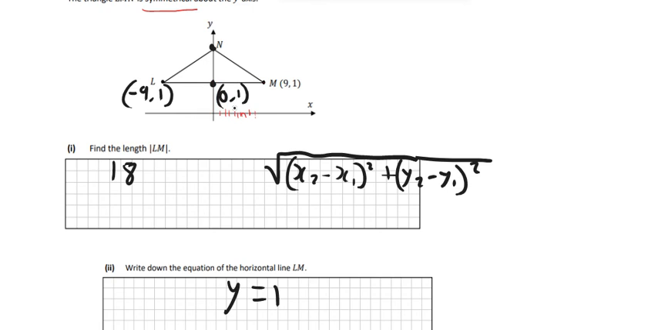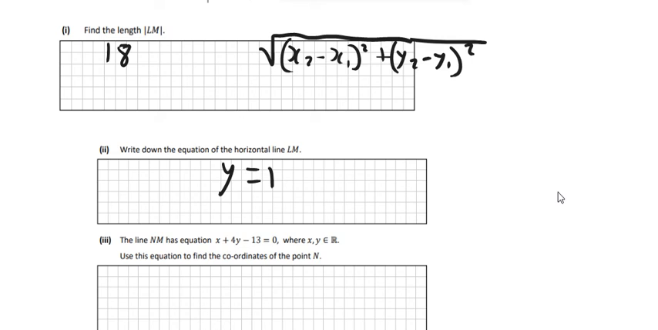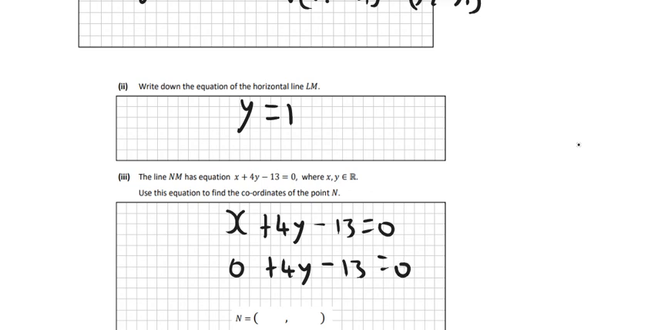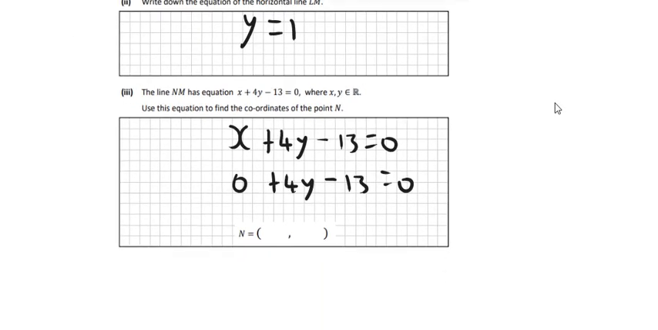For example, the point 0, 1 is on it, 0, 2, 0, 3, 0, 4, 0, 5. All those points are on the y-axis. So x has to be 0 when it's on the y-axis. And that's what you need to see. So you're going to sub in a 0 for the x. Let's put a 0 in instead of the x. Plus 4y minus 13 equals 0. And then you can move the minus 13 over, add 13 to both sides. So we get 4y equals 13.